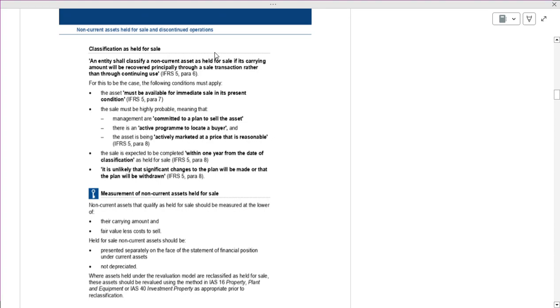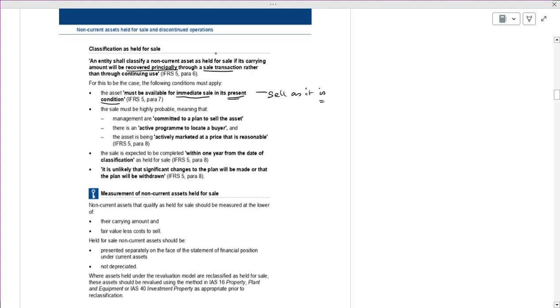Now, classification, what are the rules? Very simple, very easy. The entity shall classify non-current assets as held for sale if the carrying amount will be recovered principally through sale. It means you have to recover your carrying amount through sale. You have to sell it. For this, what are the conditions? It should be available for immediate sale in its present condition. Means you have to sell as it is.